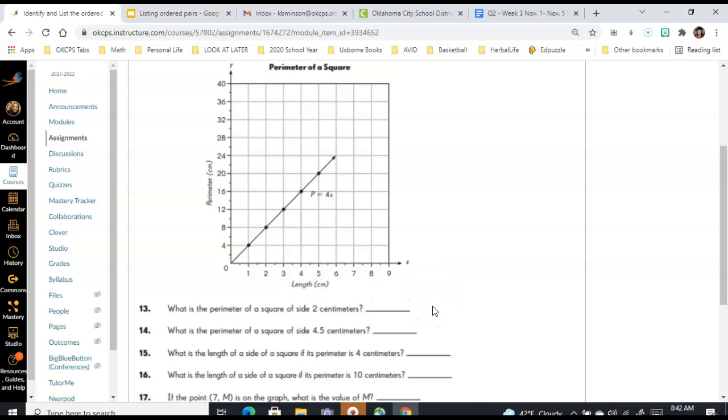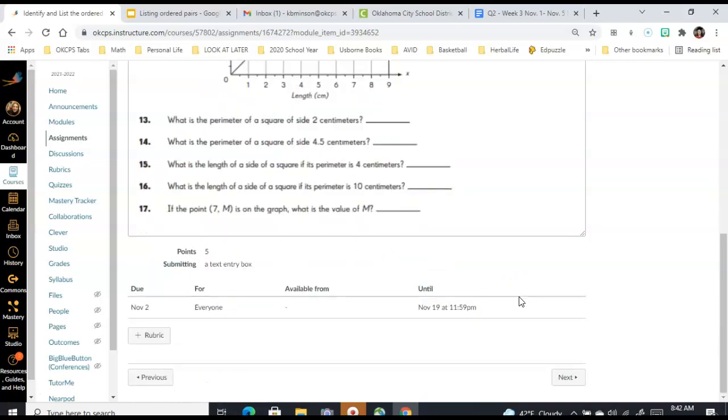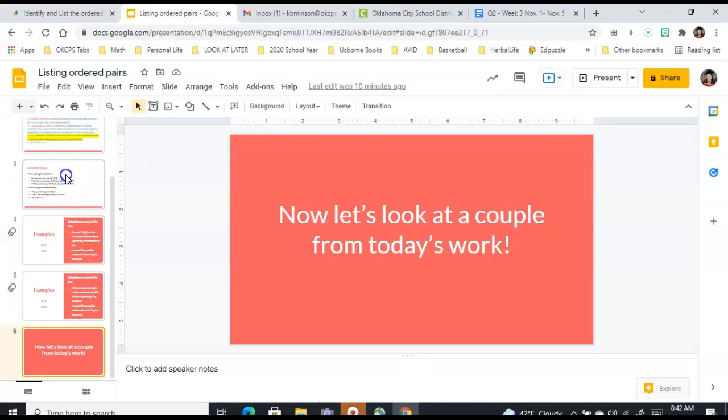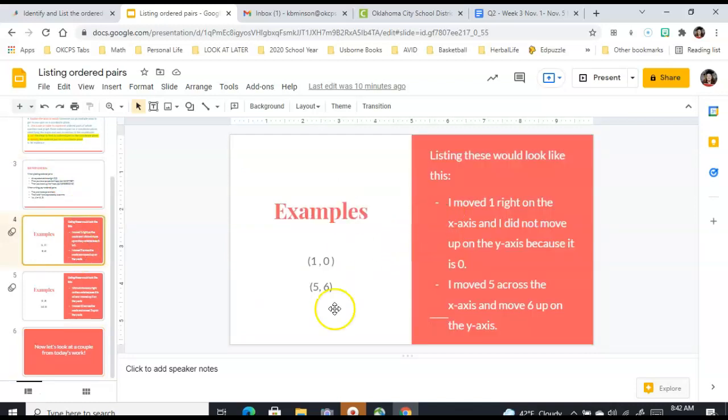Then I would explain how I got there. I moved 2 right and moved 8 up. Or I moved 2 on the x-axis and I moved 8 on the y-axis to find my point. All right? I hope that this helps, and watch this as many times as you need to. Just remember, when you're listing your steps, you are going to be telling me exactly how you got there. Okay, so you moved how many on the x, and you moved up how many on the y.